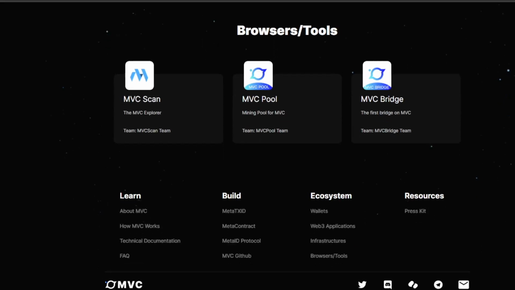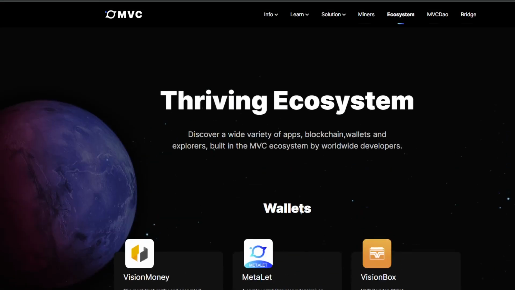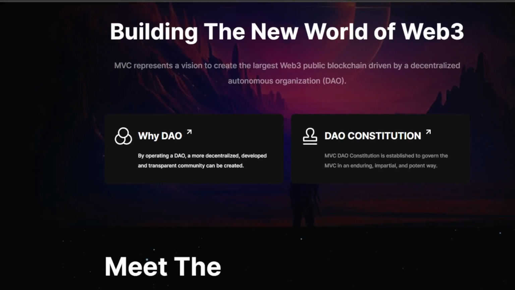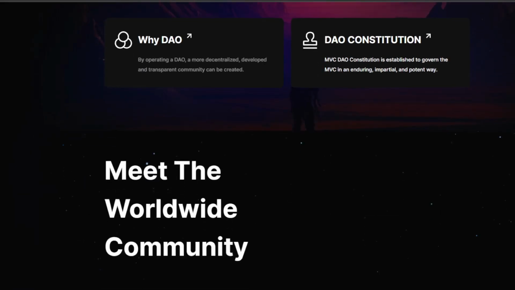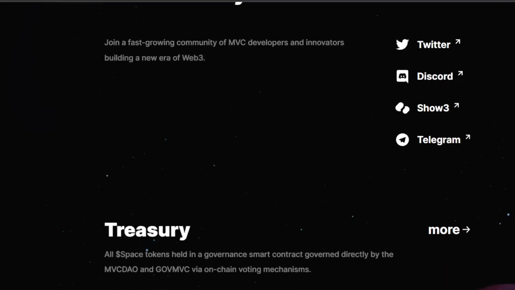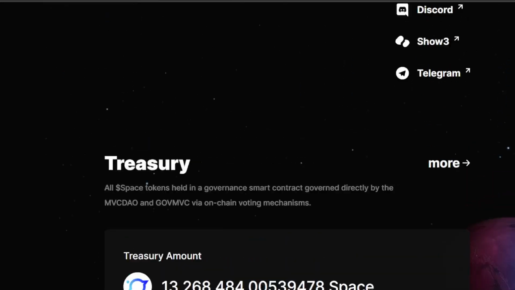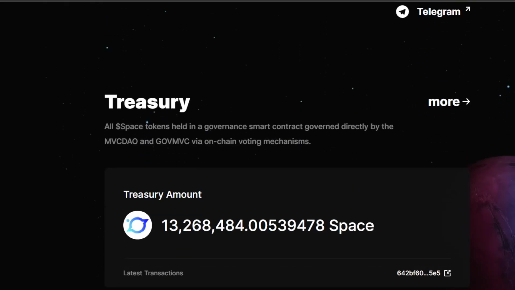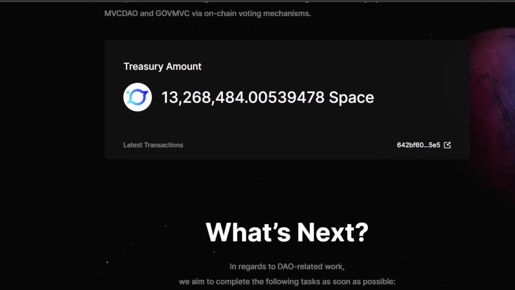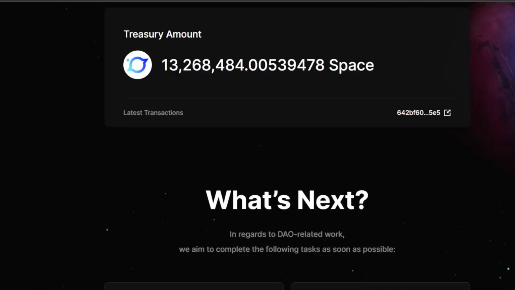That's great stuff. Now, there was another thing that I wanted to show you guys, the DAO, MVC DAO. So a little bit there, back to why a DAO. They want decentralization, DAO constitution. So there's a level of trust through their constitution, meet the world community. You can check out their socials, and this is their treasury amount. Look how much space they have in there. It's a significant amount, very, very significant. Okay, so that's something to consider.